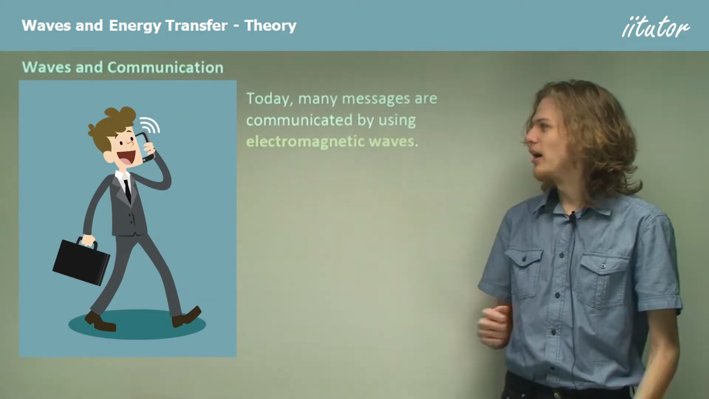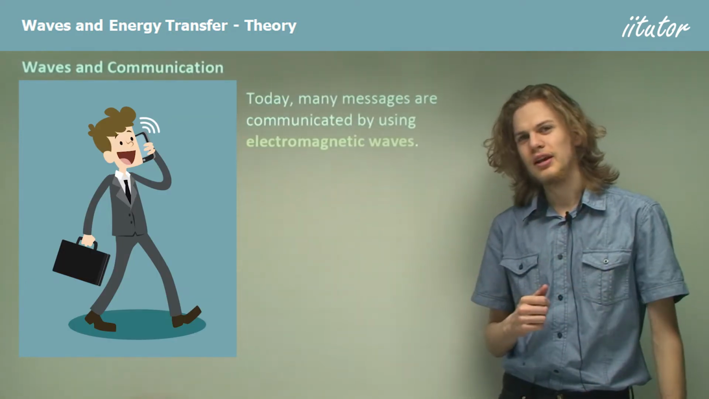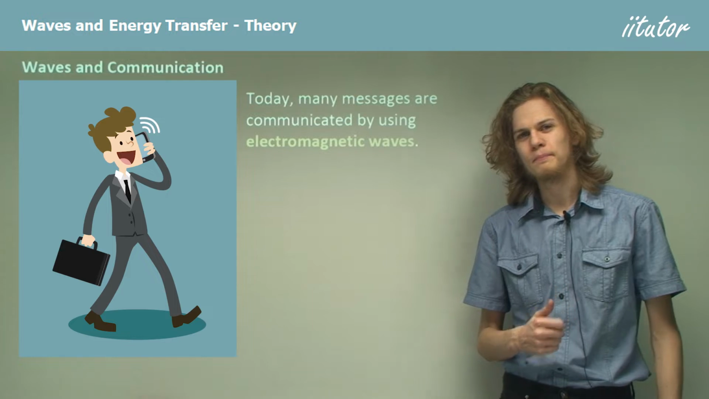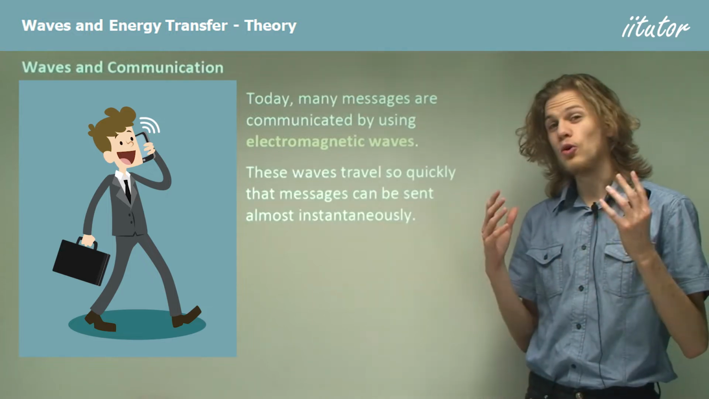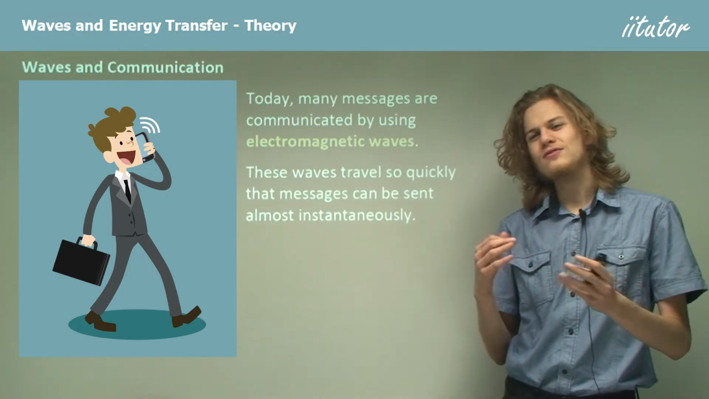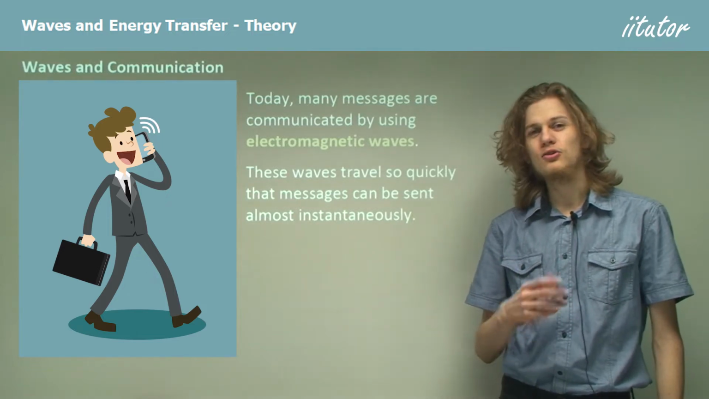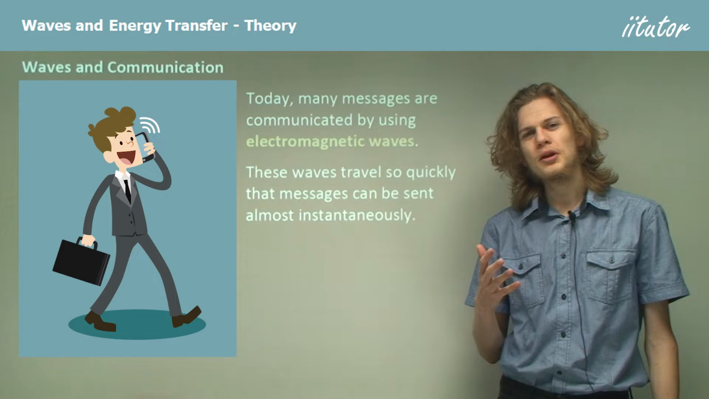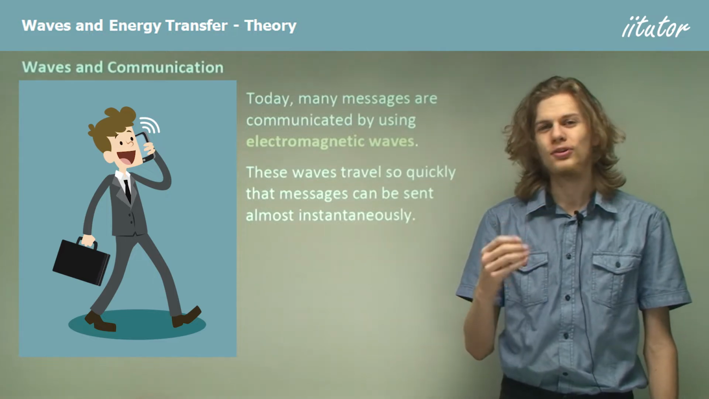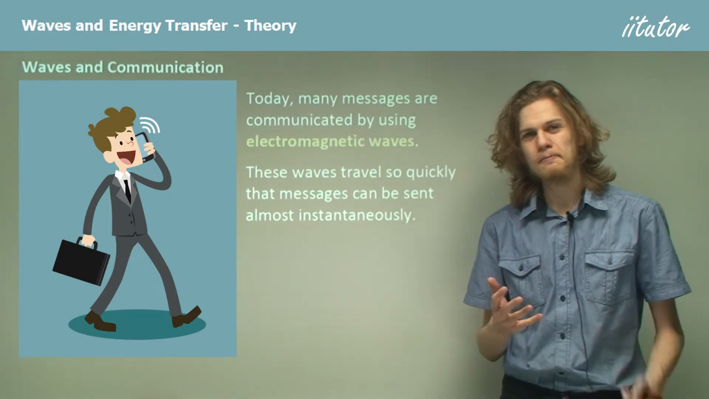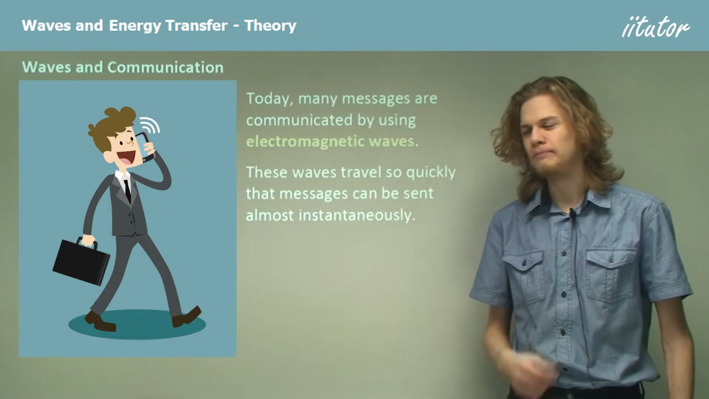Today, we use electromagnetic waves in order to communicate with each other. And so these waves travel so quickly that you don't even notice the delay for the travel time. It means that if we use a mobile phone, we can speak with someone on the other side of the world and notice hardly any delay in the message's travel.